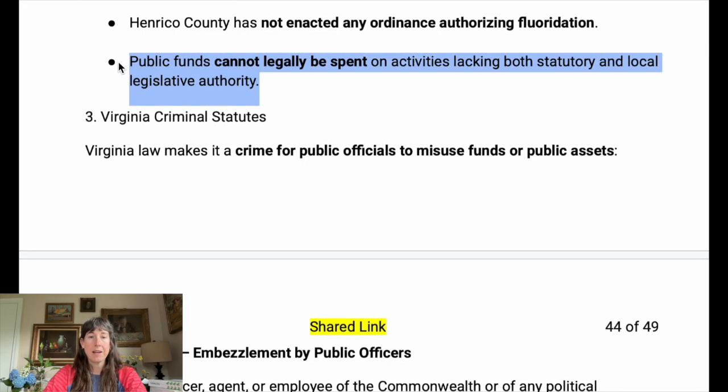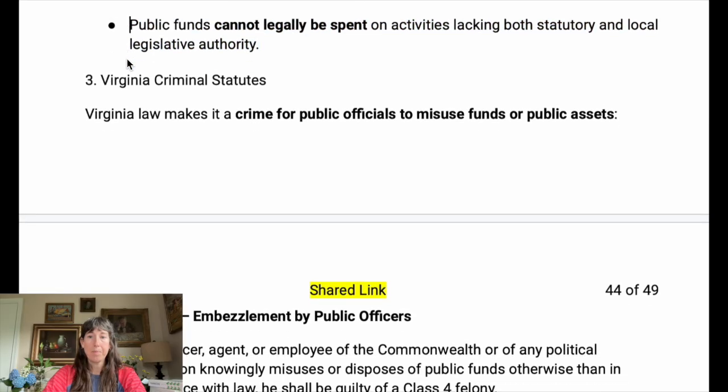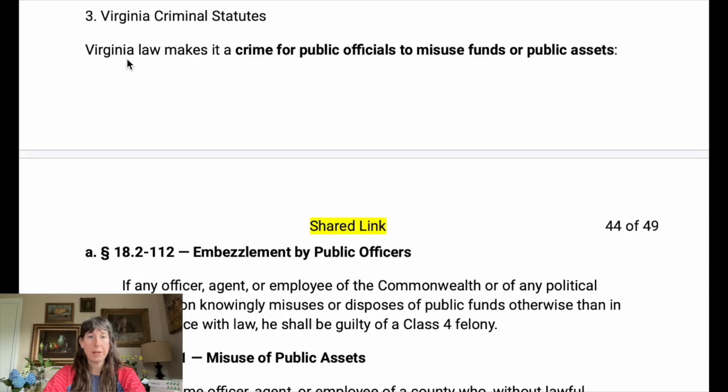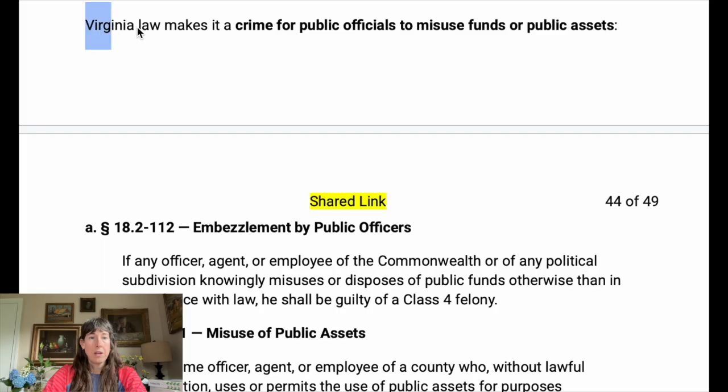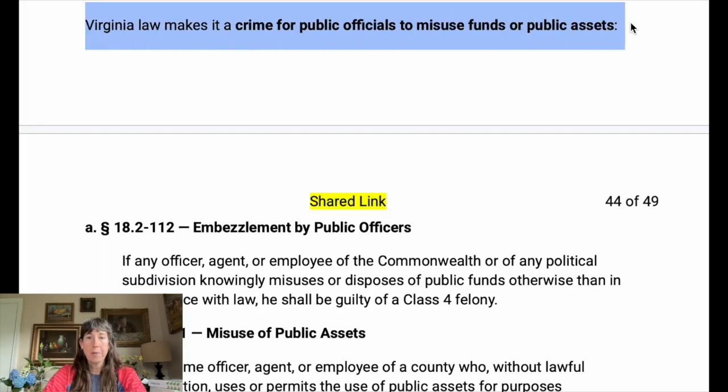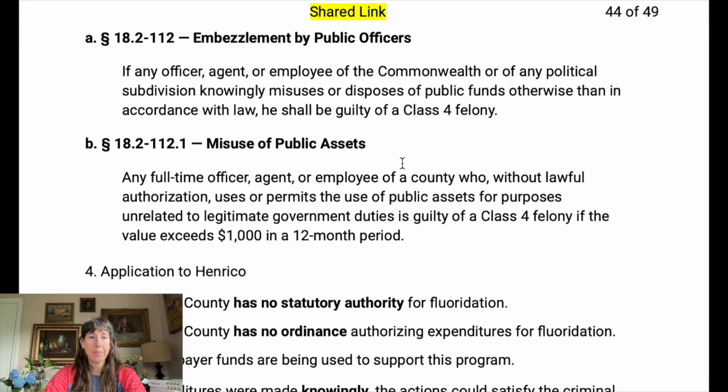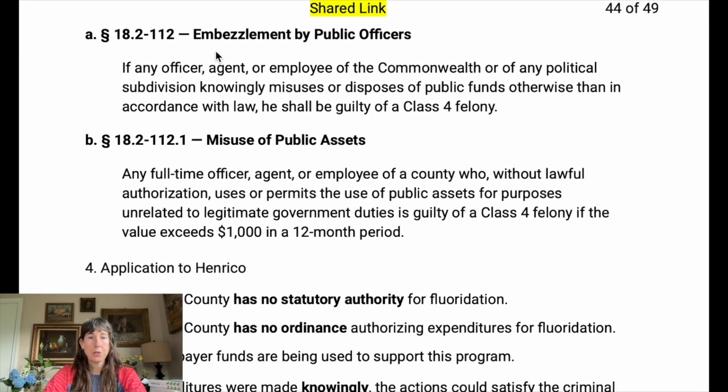Public funds cannot legally be spent on activities lacking both statutory and local legislative authority. Guys, we in America, you have to follow the law regarding spending, okay? You have to have the statutory authority to spend money. Virginia criminal statutes. Virginia law makes it a crime for public officials to misuse funds or public assets. 18.2-112, embezzlement by public officers.